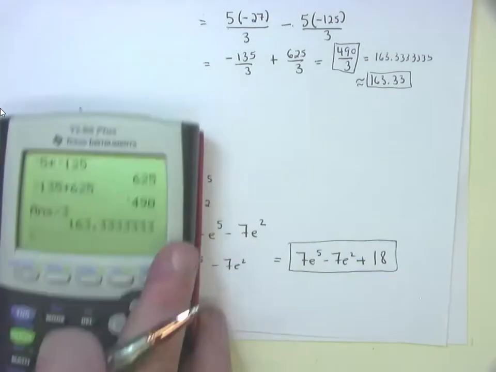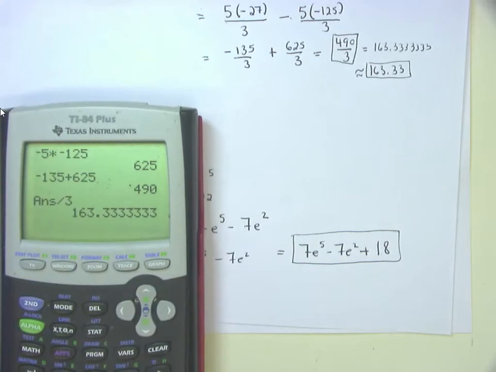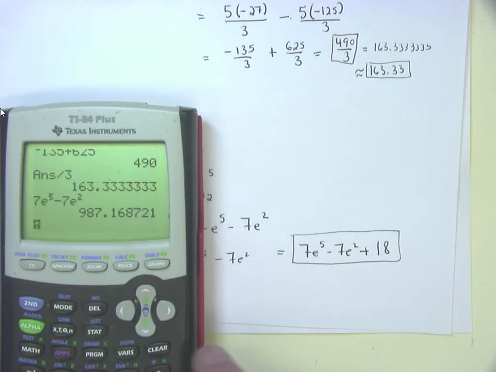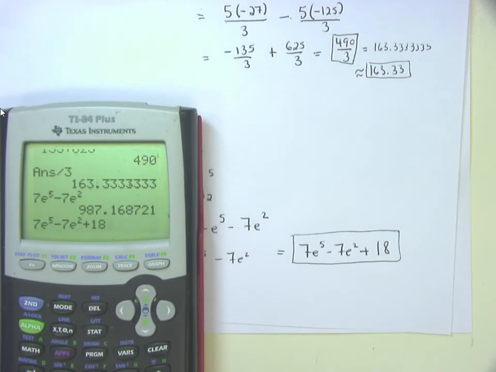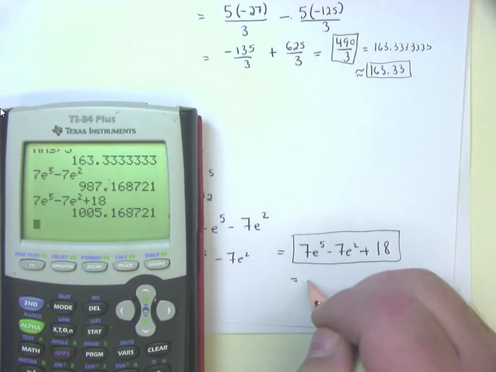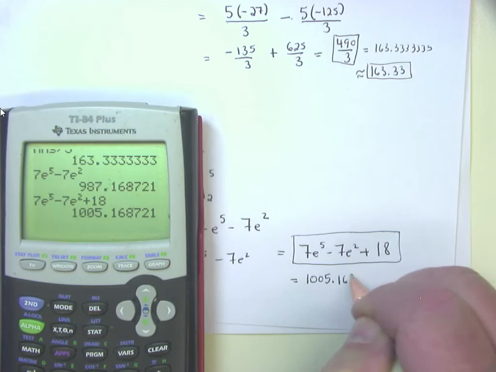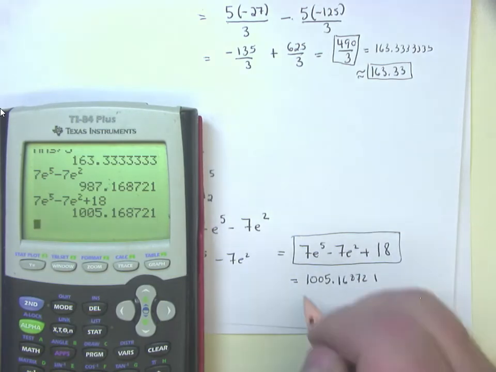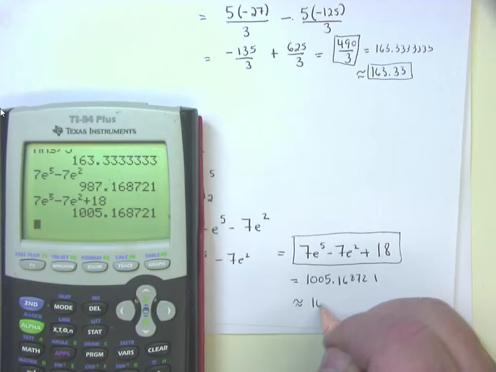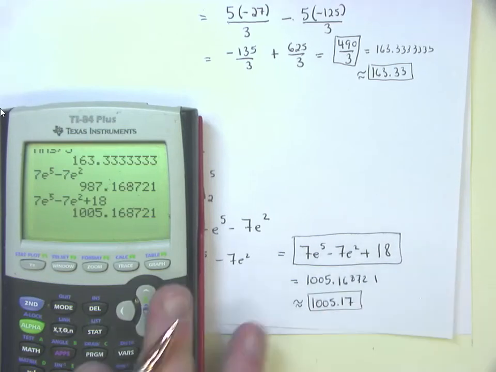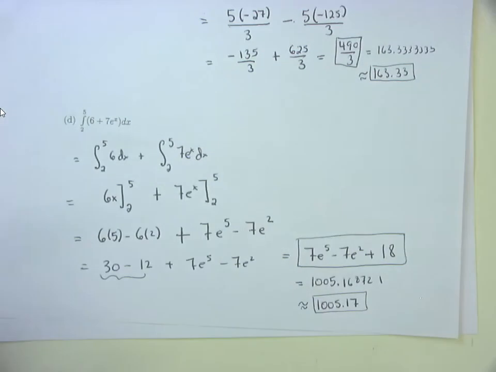And if I put that on my calculator for the approximate answer, this is going to be 7 e to the 5th minus 7 e squared. Yep, and I forgot to do one other thing, plus 18, plus 18 there. And I end up getting 1005.168721, but since they wanted 2 decimal places, this would be 1005.17. Does that make sense?